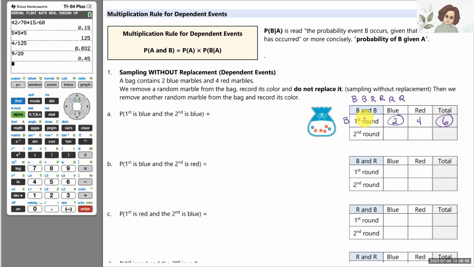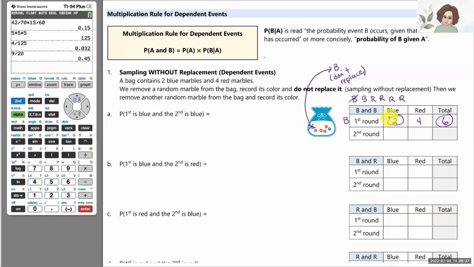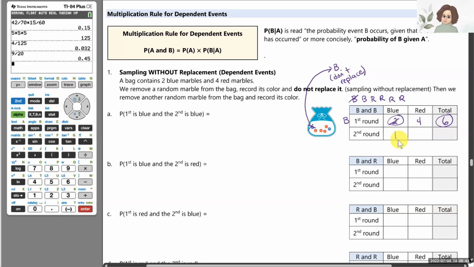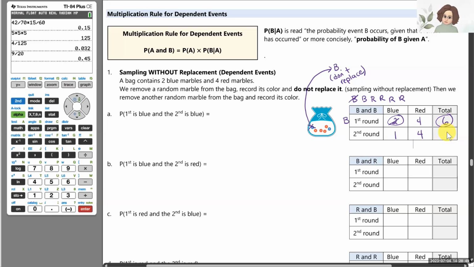So that's our first round. So the idea is we assume then that we've taken out that blue marble and we're not putting it back. So at this point, I'm going to cross out one of those blue marbles. So I'm going to pick a blue marble, but I don't replace it. So this is the sampling without replacement. So in the bag there, that blue marble is basically now no longer present. So let me see what I have if I'm ready to pick another marble. So if I pick a blue marble, I'm going to cross out 2. There's not 2 anymore. There's only one blue left. There's still 4. We didn't take out any red. And in total, 1 plus 4, that would be 5 remaining marbles.